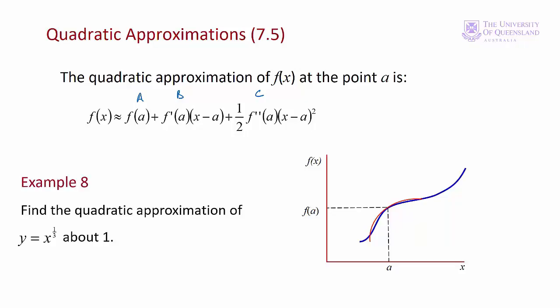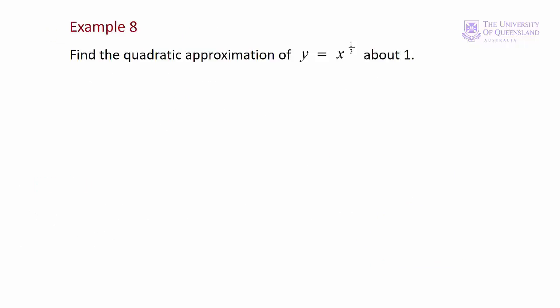Let's apply that to the function y equals the cube root of x about the point x equals 1. Remember, we always make these approximations about a particular point. Here we find the quadratic approximation for the function y equals the cube root of x about the point x equals 1. This is our formula for the quadratic approximation.